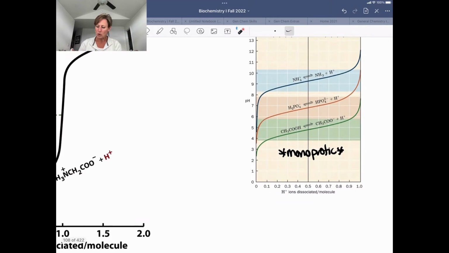But when we have monoprotic acids, this titration curve, if you will, remember, is really showing a change in pH as a function of the number of protons that are dissociated from a population of molecules. And we highlighted that there's something special that happens at this halfway point. So this halfway point represents the pKa of whatever acid we're talking about.